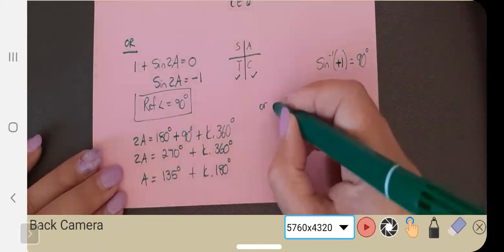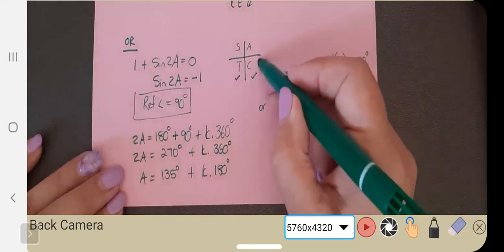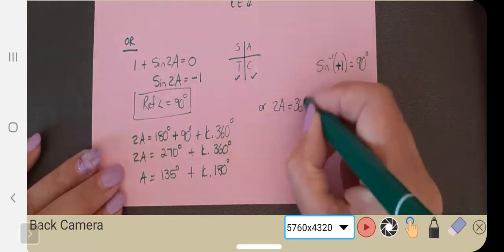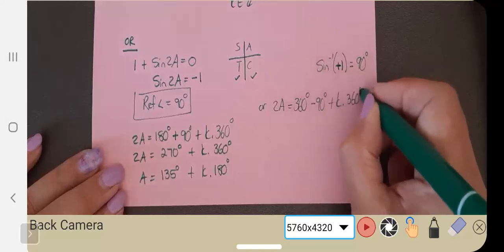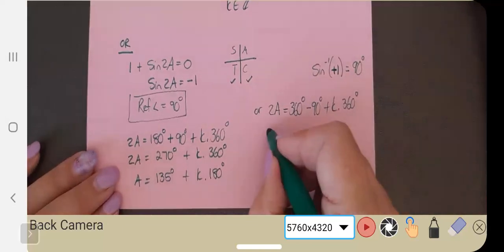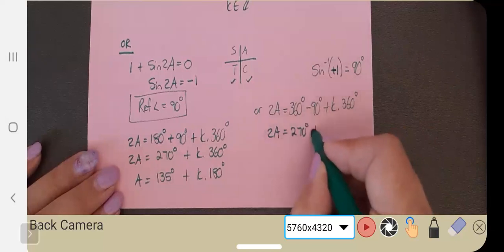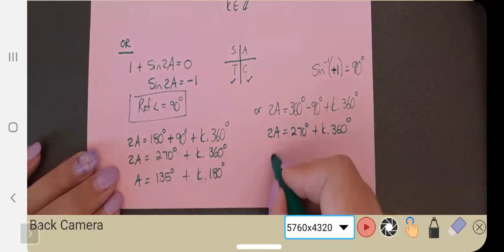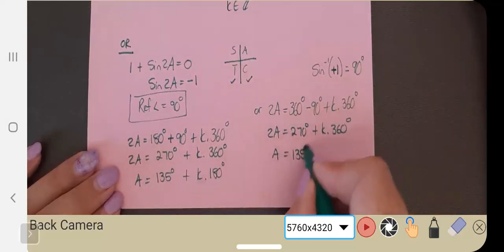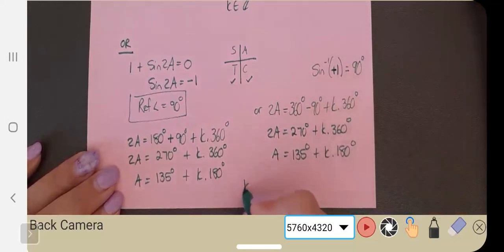Or 2A equals 360 minus 90 plus k times 360 degrees. 2A will then be 270 plus k times 360 degrees. Divide by 2. A equals 135 plus k times 180 degrees. And k is still an element of Z.